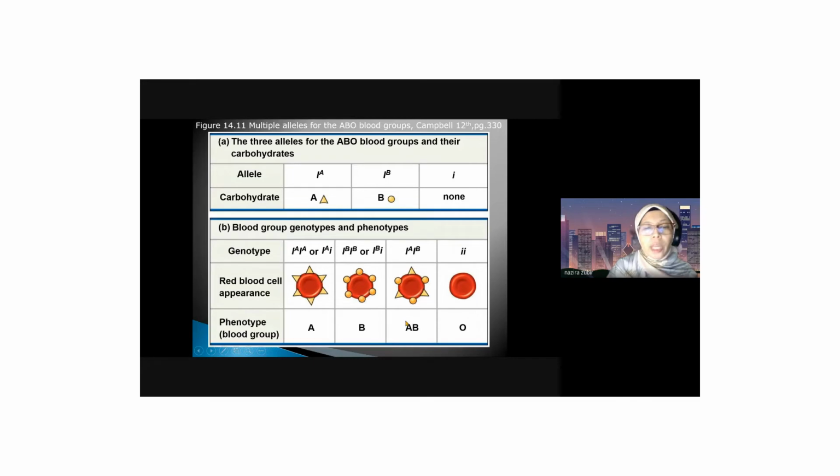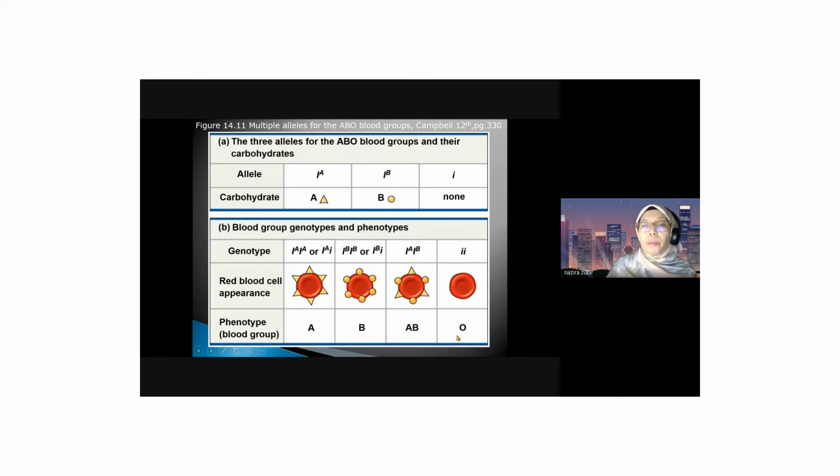And for AB blood group, you can see a mixture of the carbohydrates A, which is represented by a triangle, and carbohydrate B, which is represented by a circle. So a mixture of those carbohydrates. So the genotype is IA-IB.